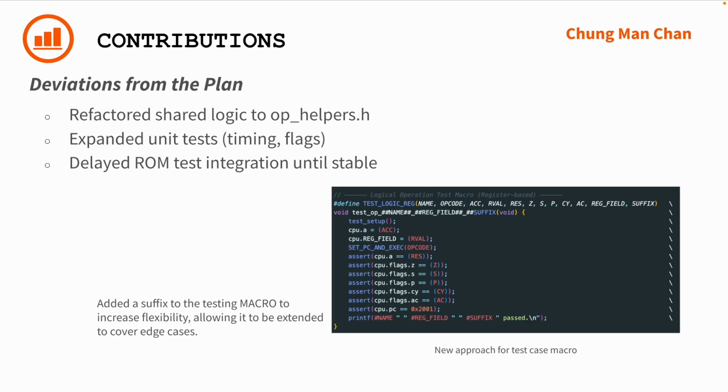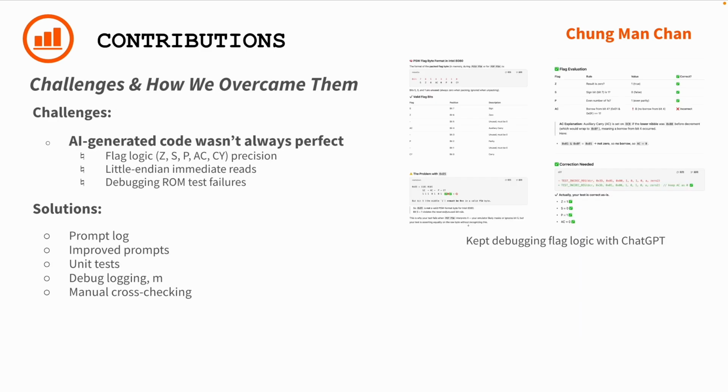For AI-assisted development, we initially used ChatGPT 4o to generate opcode handlers and debug code. But as we reviewed the AI output, the prompt log revealed some gaps, like incorrect cycle counts or subtle flag mistakes. We refined our prompts and reviewed AI-generated code more carefully over time.